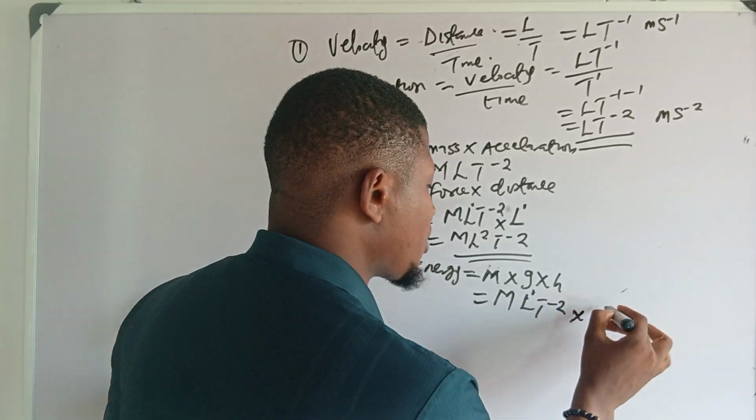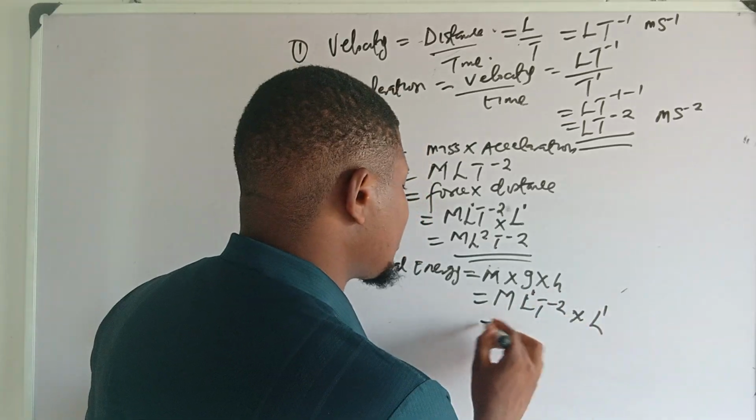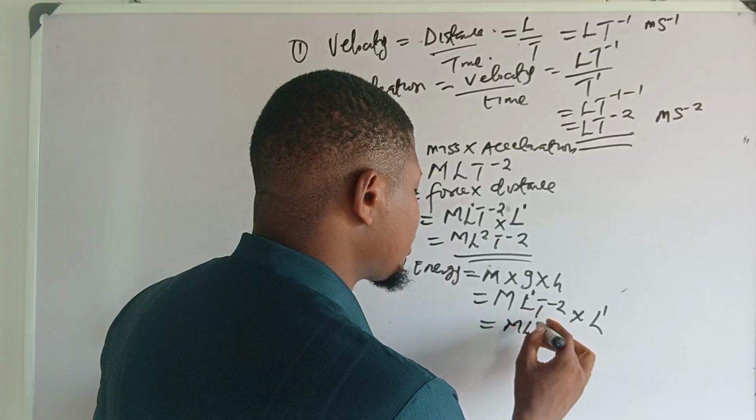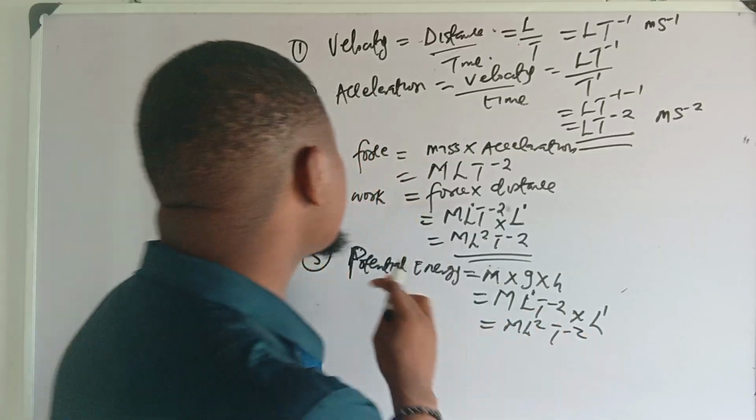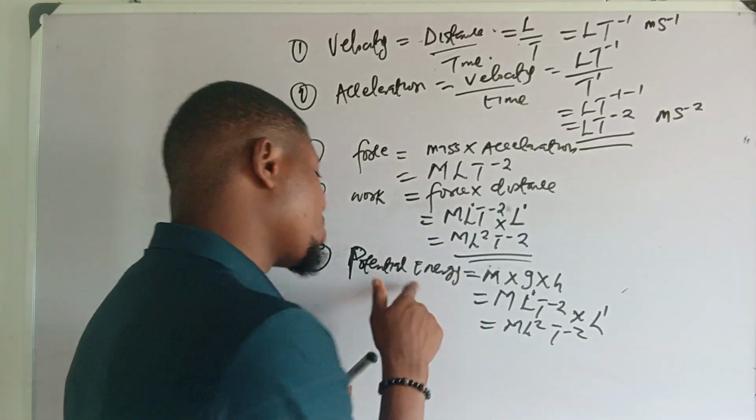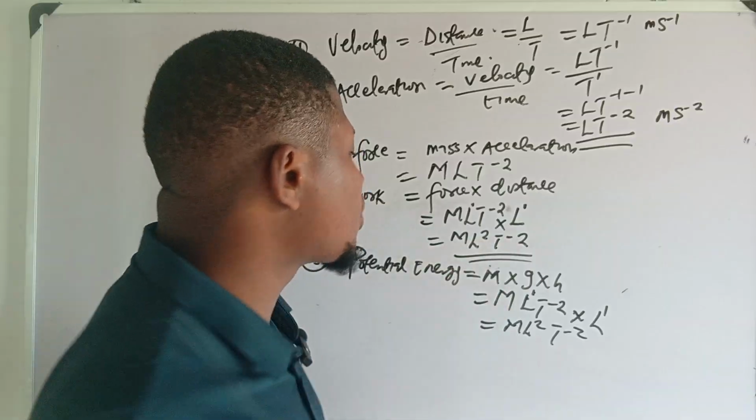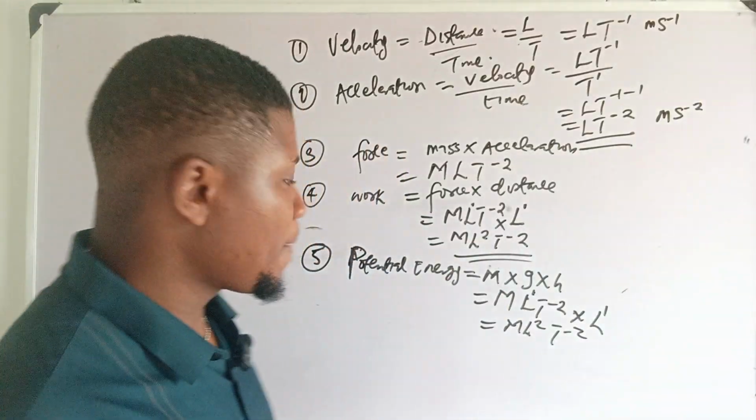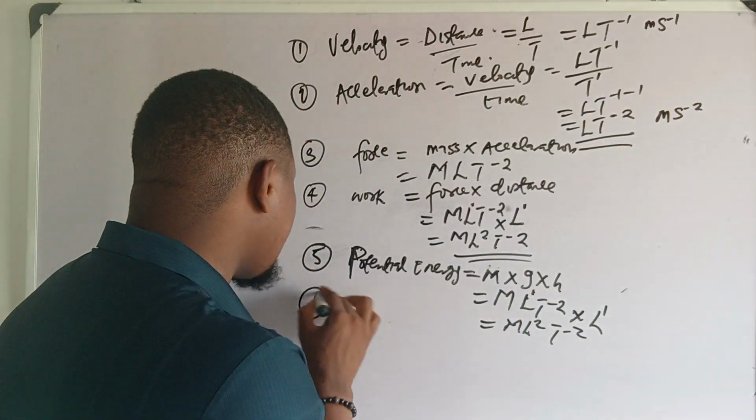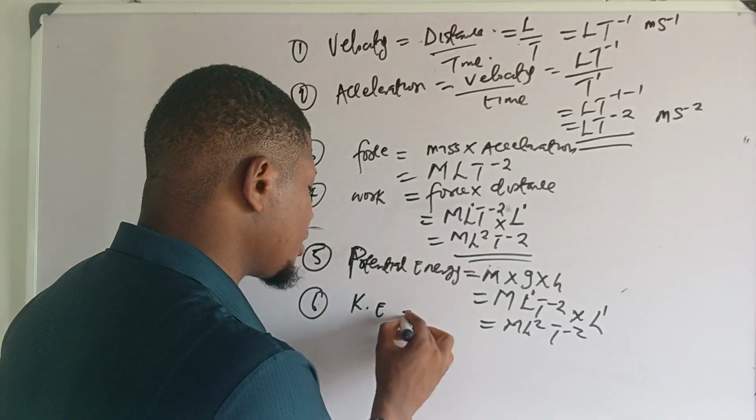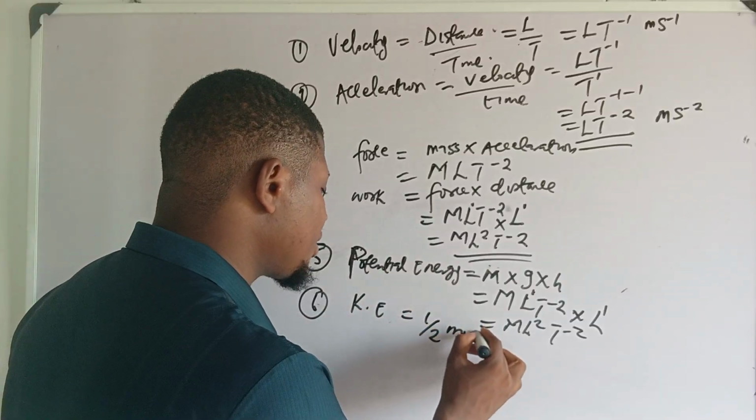So the same way, raised to power 1, raised to power 1, you now see that it is ML squared T minus 2. So are you saying that potential energy, that is energy, and work are the same thing, ML squared T minus 2? Then the same thing, even if you check kinetic energy, it is half mv squared.